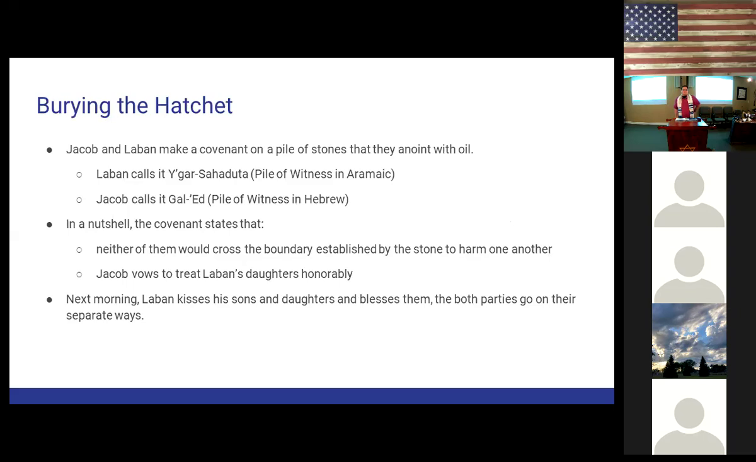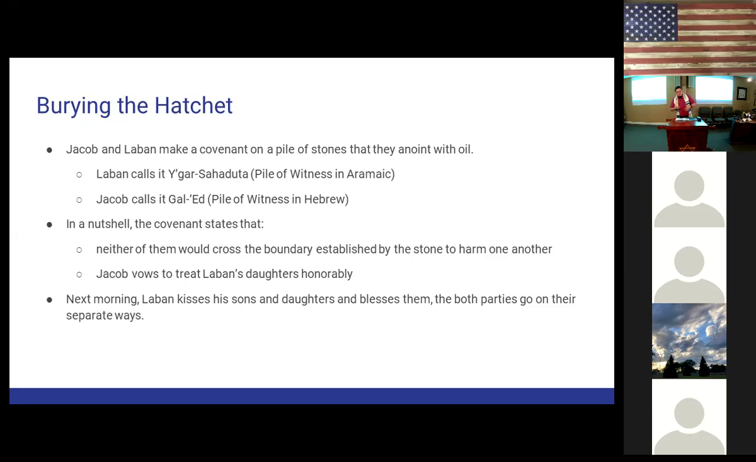Yeah, slide. Thank you. Jacob and Laban make a covenant on a pile of stones that they anoint with oil. They set one stone upright, and then all their kinsmen grabbed a stone and piled it up around it, and they anointed it with oil. Laban calls it Yegar Sahaduta, which is pile of witness in Aramaic, and then Jacob calls it Galed, which is pile of witness in Hebrew. They were both saying the same thing in different languages.